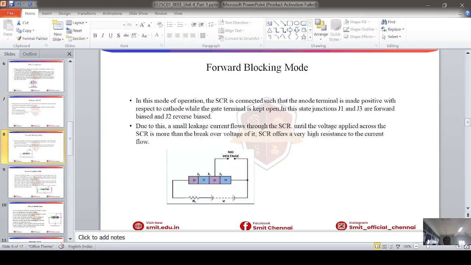Forward blocking mode. In this mode, the anode is positive and the gate is open. Junctions J1 and J3 are forward biased, while J2 is reverse biased. Only a small leakage current flows and the SCR remains in the off state.